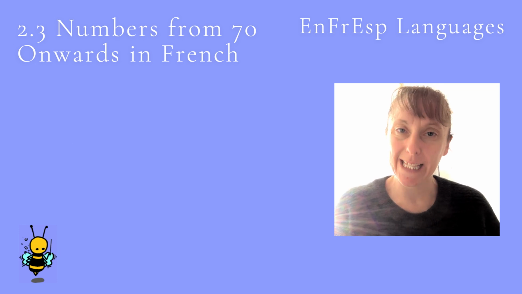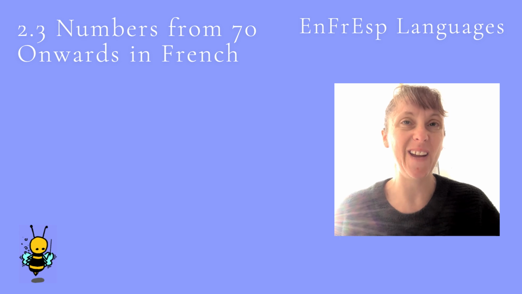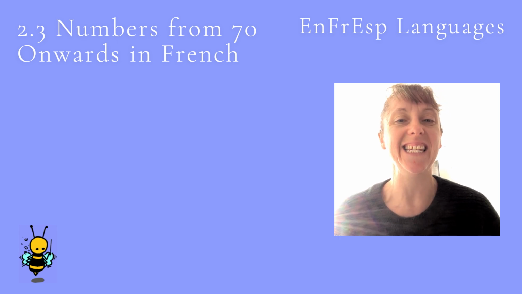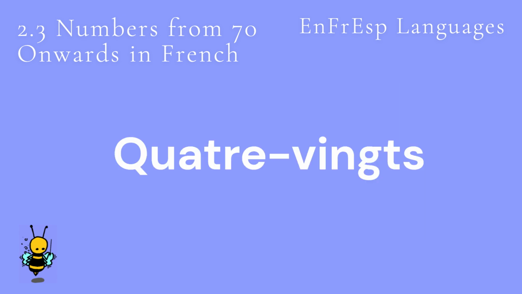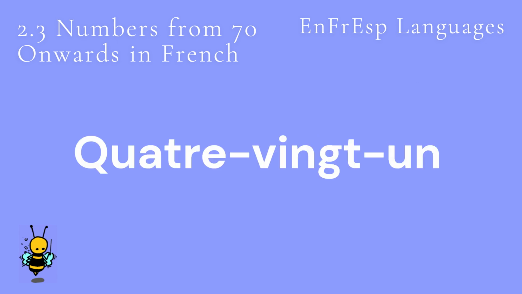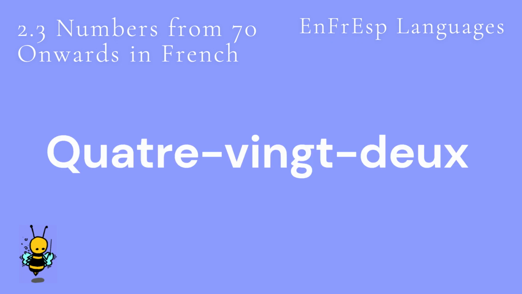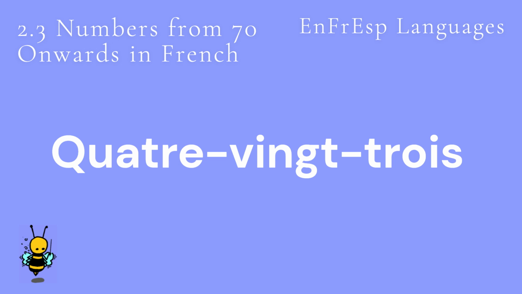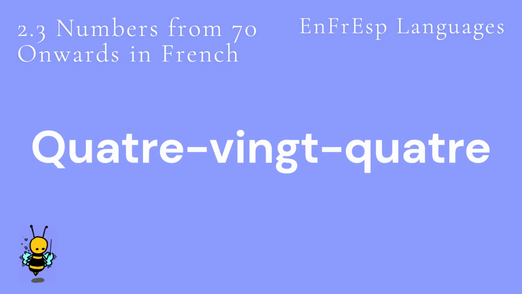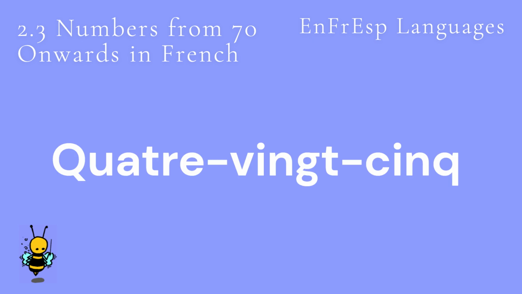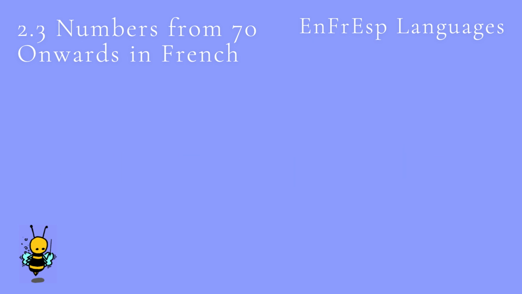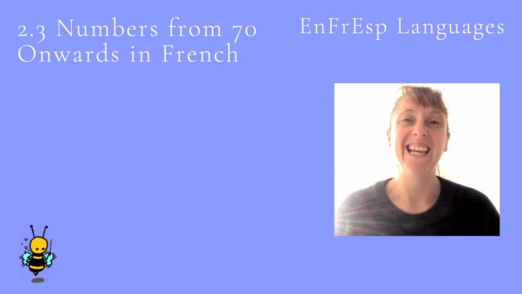And we keep following this pattern up to 89. So let's hear all the numbers 80 to 89. 80. 81. 82. 83. 84. 85. 86. 87. 88. 89. So we've heard numbers in the 70s and the 80s.